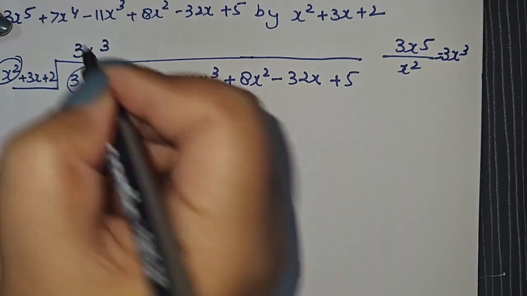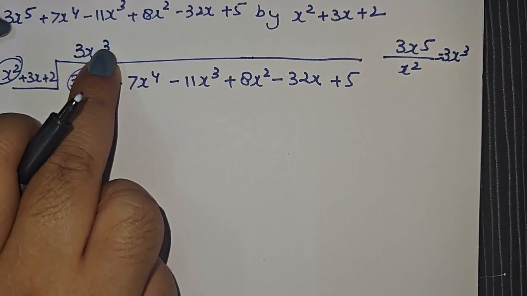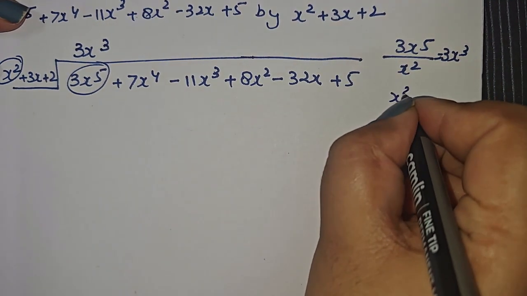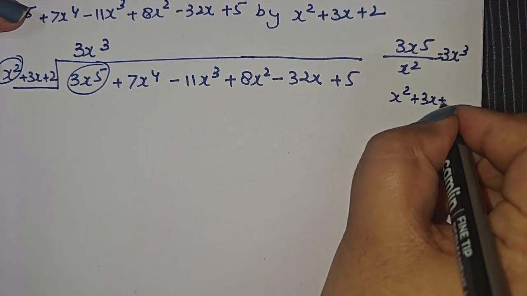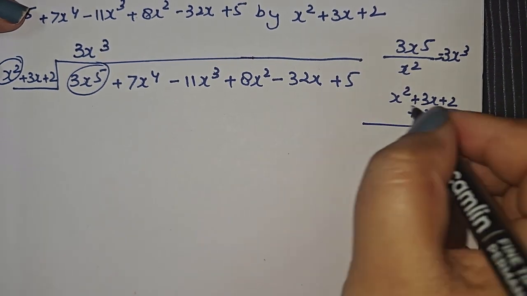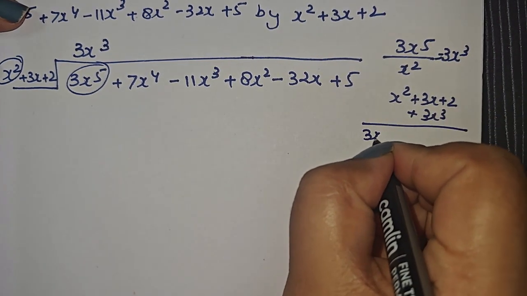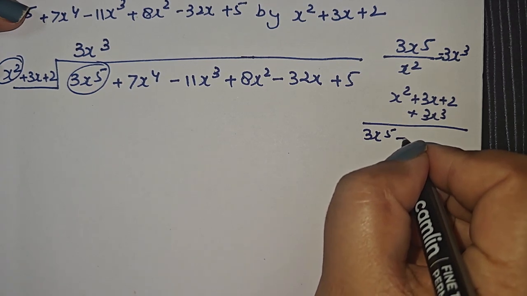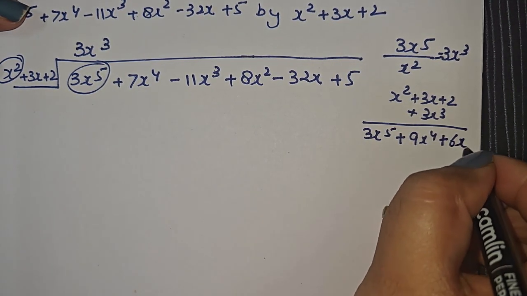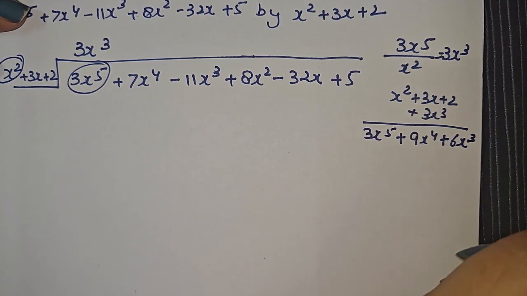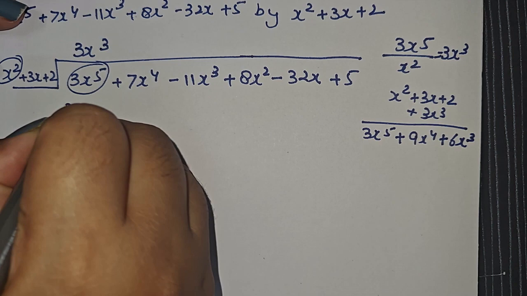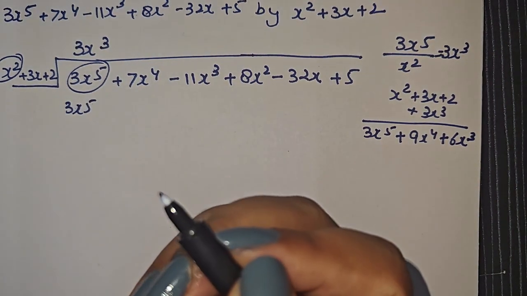3x to the power 3. We have to multiply this whole term, x square plus 3x plus 2, by 3x to the power 3. Okay, let's start placing them. This one will be 3x to the power 5, correct?